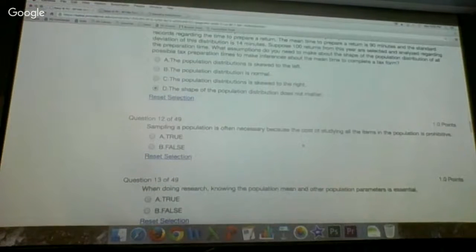12, true or false? Sampling a population is often necessary because the cost of studying all the items in the population is prohibitive. True or false? Who says true? Who says false? If you didn't raise your hand, earmuffs because you don't deserve the answer. Who says true? Who says false? The truths have it. Oftentimes we need to sample because if I wanted to observe everyone in the population, that would be impossible. It's just physically impossible. It also costs a lot of money.